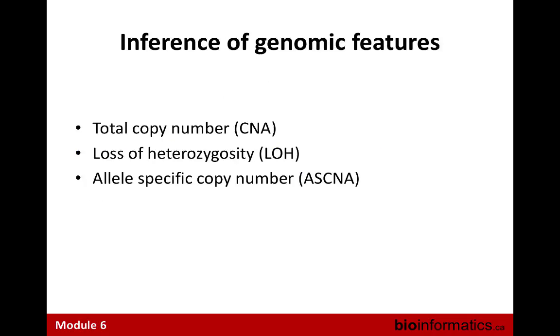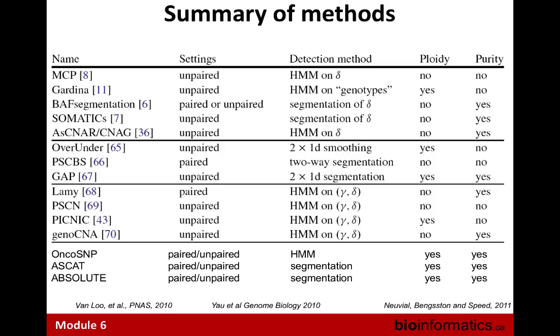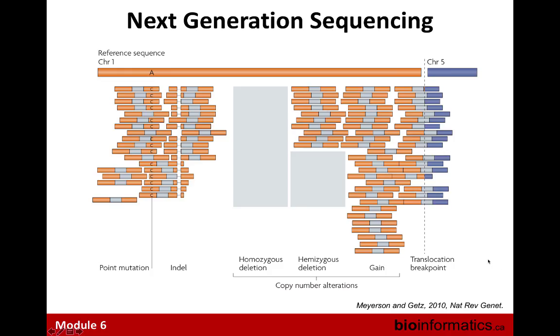So once we've normalized this data and we've removed artifacts, we can start to infer copy number aberrations, loss of heterozygosity regions, and allele-specific copy number changes. This slide basically lists a number of methods for high-density genotype arrays, including OncoSNP, which is the package that we're going to use in the lab. And it infers purity and ploidy. And so in the copy number field, these genotyping arrays were just dominant for many years. And recently, whole genome sequencing has taken over as being routinely performed because the cost has dropped significantly.